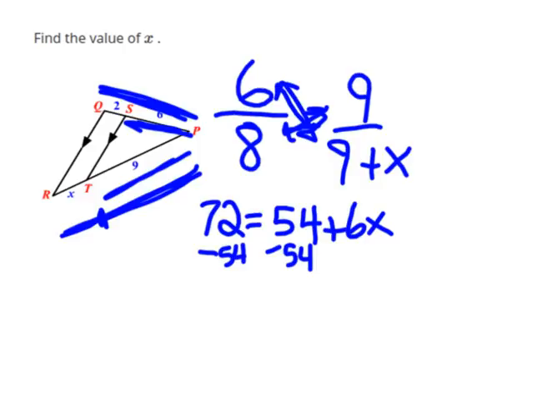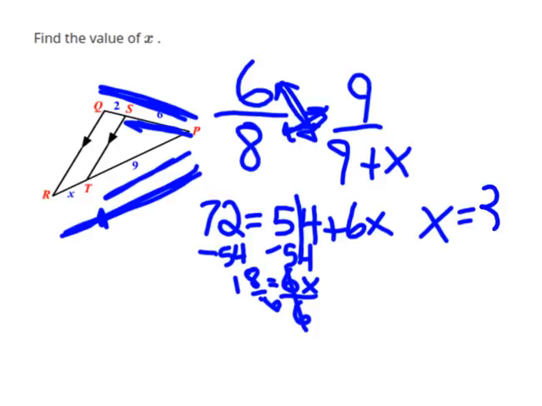54 minus 54 is 0, so those cancel out. 72 minus 54, that's going to give me 18, so I will get 18 equals 6x. My last step here is divide both sides by 6. If I divide by 6 and I divide by 6, those two cancel out, and I will get x is equal to 3.